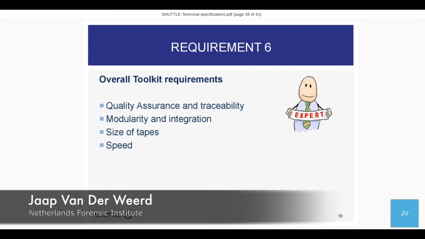Requirement 6, so that's the overall kind of things that do not really fit into a single requirement that we talked about before. There will be a number of things there, and the most important there is the quality assurance traceability. And that's directly to do with the relation to the expert. So most forensic labs are on a quality system, ISO 17025 or something like that. Most of them have experienced experts, and well, both should trust the system.